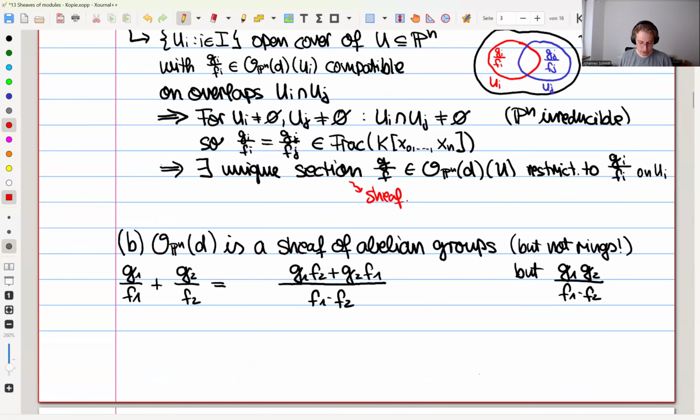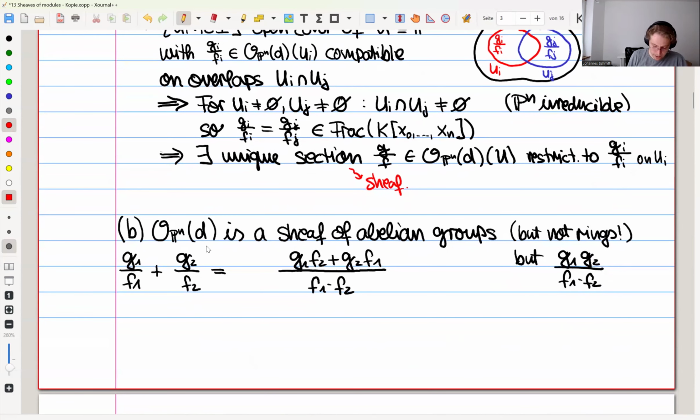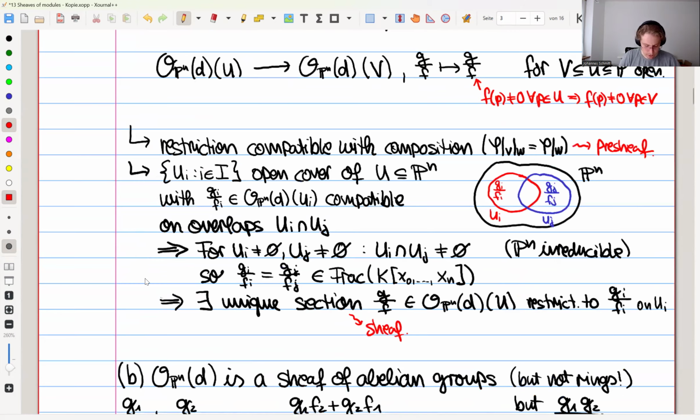We're going to slowly work our way. The first thing that you should be able to do in a module is add two different sections on the same open set. So let's say you have two of these sections of O(d). Then you can add them just as you would add a formal fraction. We just need to make sure that this thing with the degrees works out, because in the definition, we want the numerator to always have d more degree than the denominator.